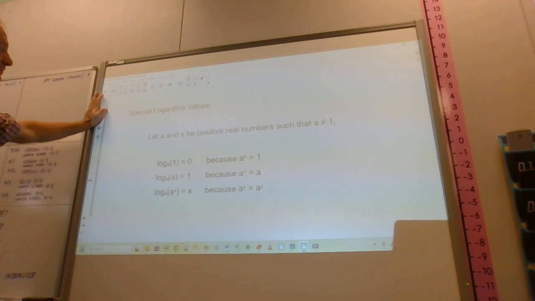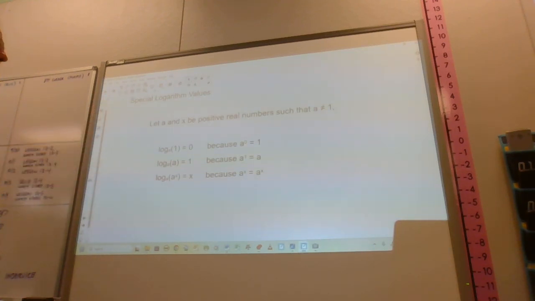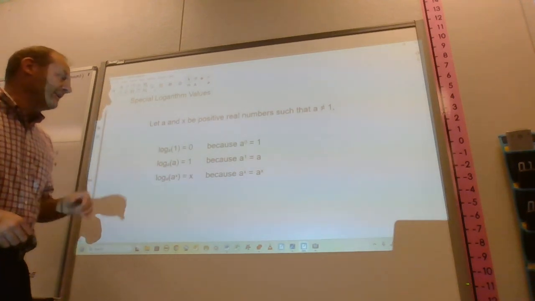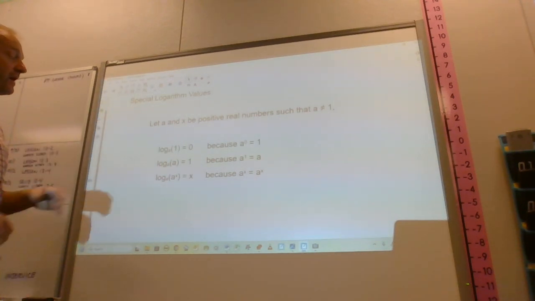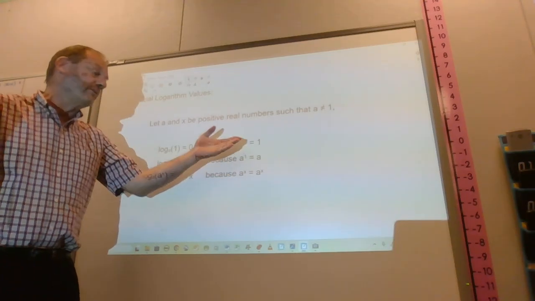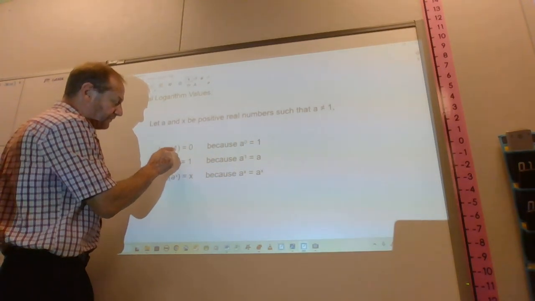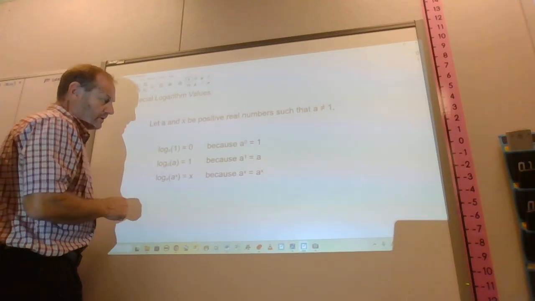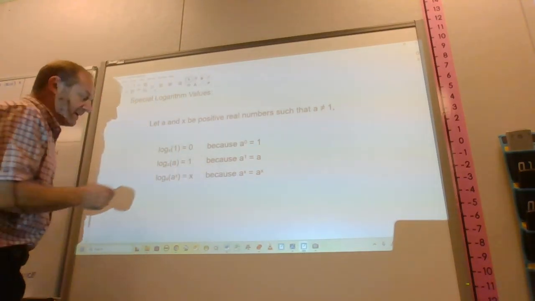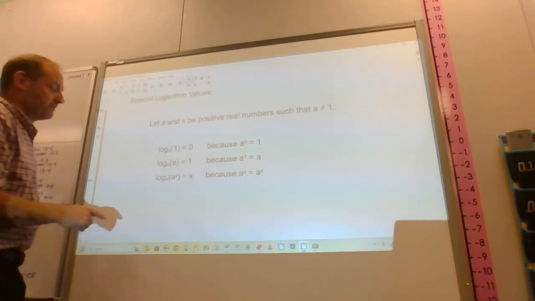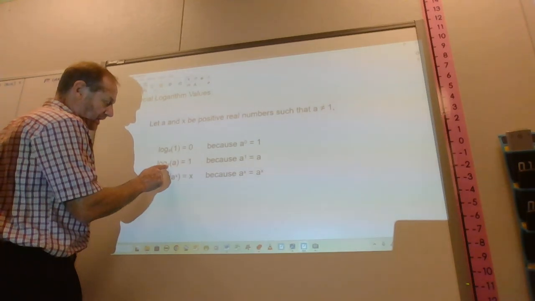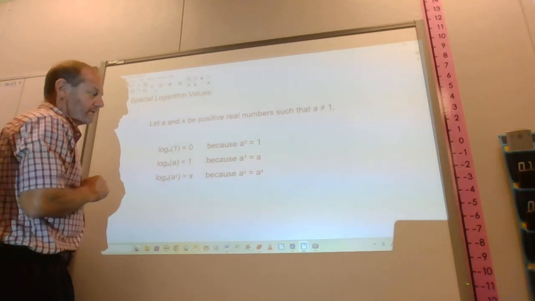Okay, special logarithmic values that you should know. Let a and x be positive real numbers such that a is not equal to 1. The log base a of 1 is always 0, and that's because a to the 0 is always 1. Base, exponent, equals that. The log base a of a is always 1 because a to the first power is a.